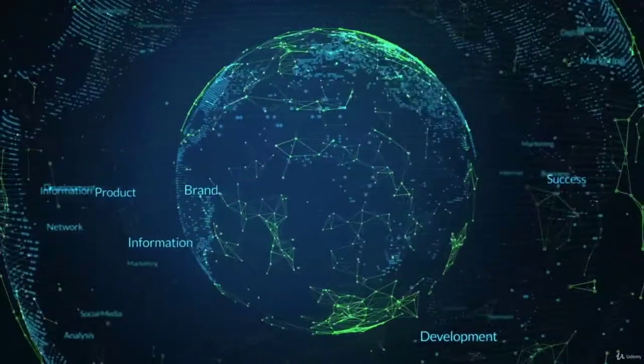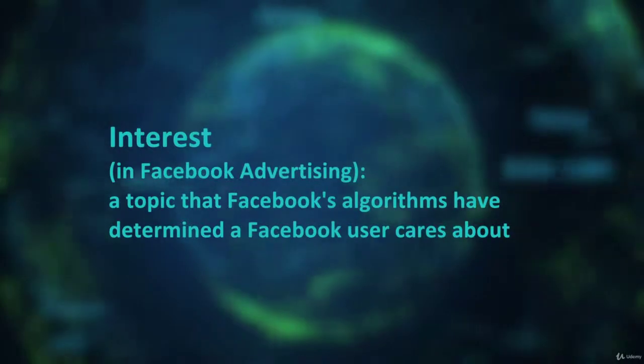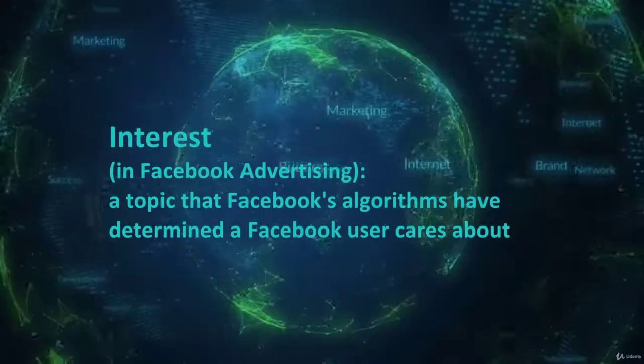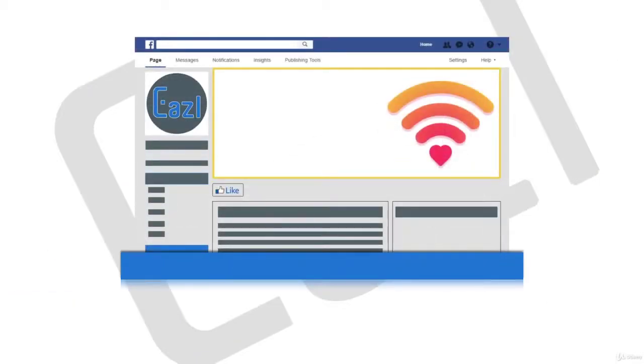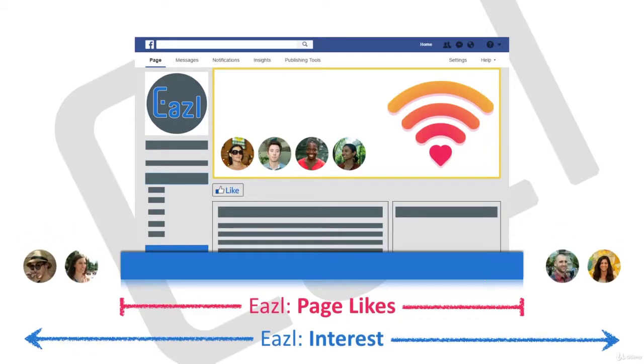Well, remember, an interest in Facebook advertising is a topic that Facebook's algorithms have determined a Facebook user cares about. First, it's important to note that an interest might have the same name as a Facebook or Instagram profile, but that doesn't mean that your ads will only target people who have liked that particular profile. Facebook's technology determines whether someone is interested in a topic using a number of factors, not just the fact that they have liked a Facebook page or an Instagram profile. So how do you find a good interest to target?